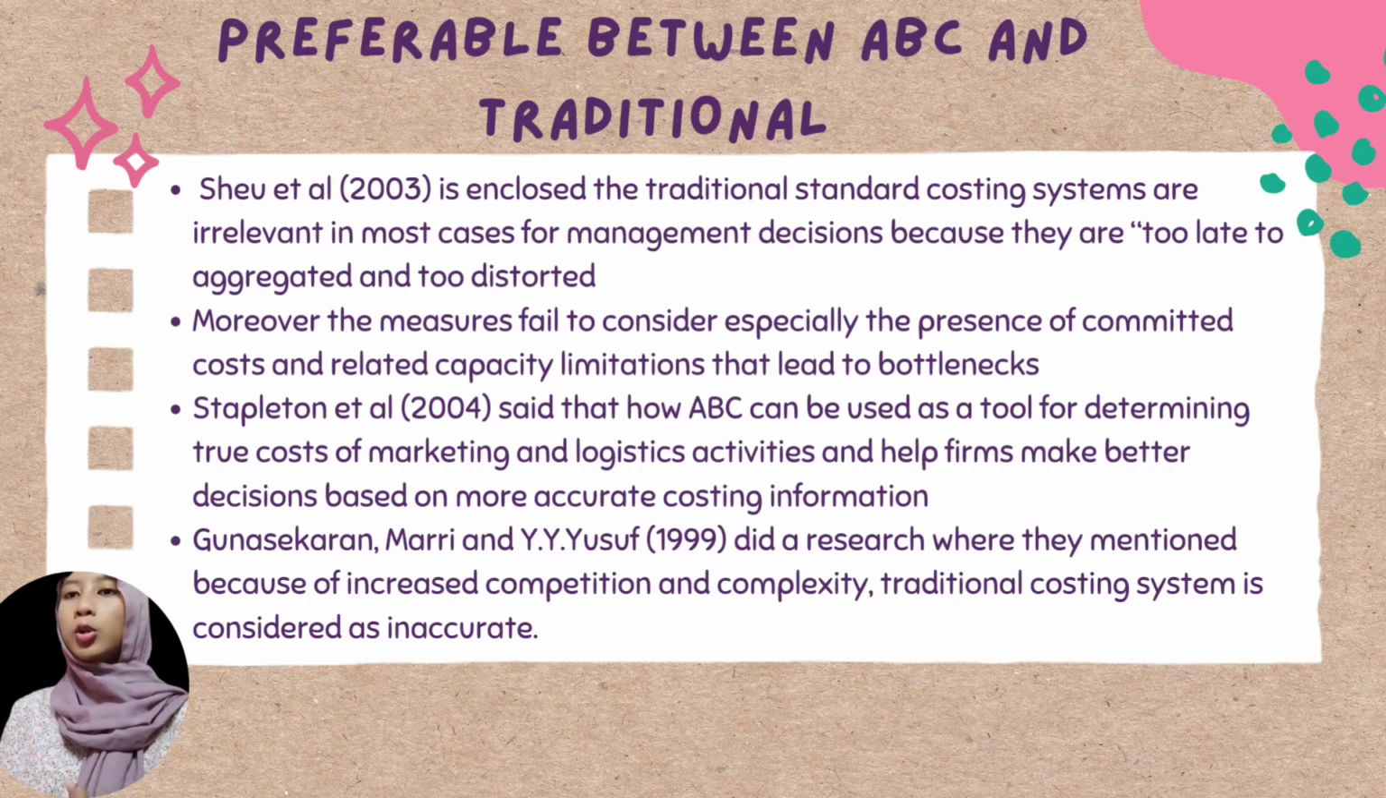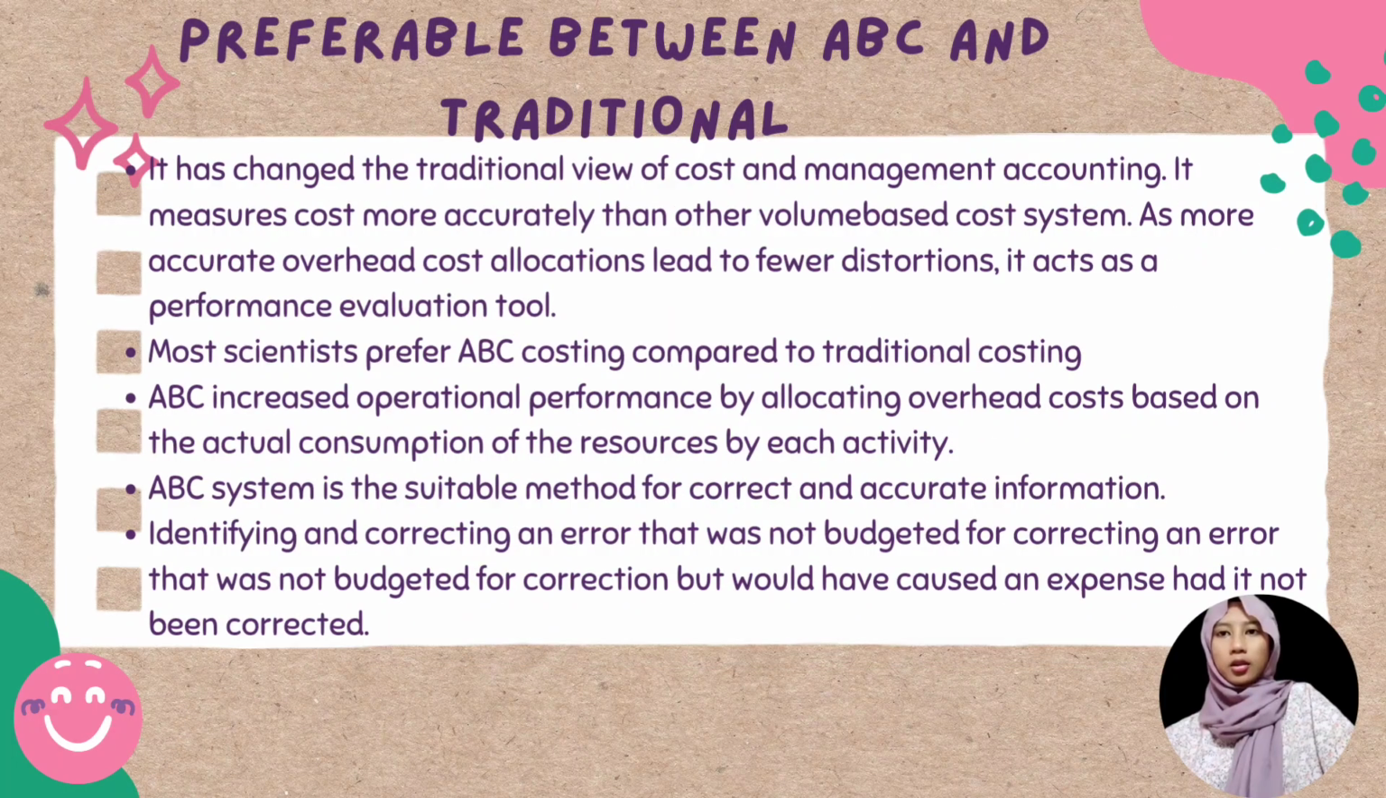Gunasekaran, Marri and Yusuf, 1999, did research where they mentioned that because of increased competition and complexity, the traditional costing system is considered inaccurate. It has changed the traditional view of cost and management accounting. It measures costs more accurately than other volume-based cost systems. As more accurate overhead cost allocation leads to fewer distortions, it acts as a performance evaluation tool.